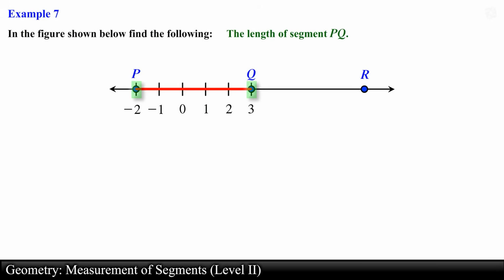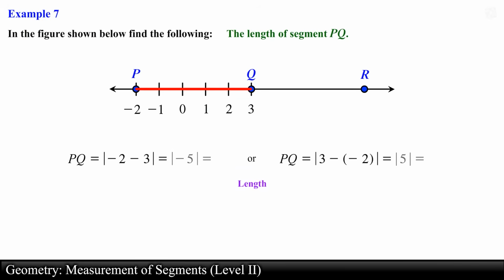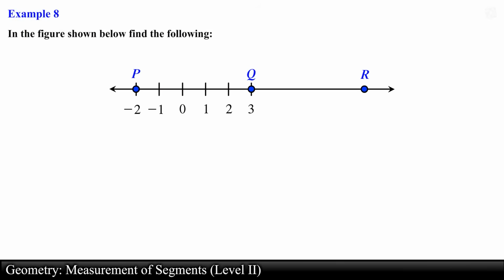Recall that we can determine this in a couple of ways. We can use the number line to count the distance from one endpoint to the other endpoint. We can also find the absolute difference between each of the points' coordinates. Regardless of how we decide to find the length, the measurement of segment PQ is equal to 5. Let's go over the final example.